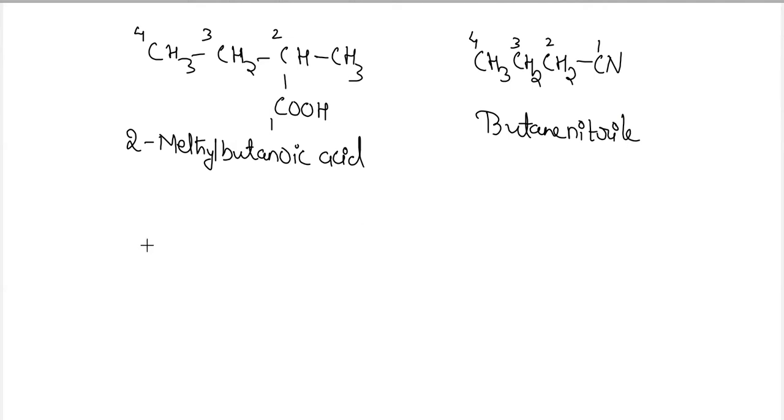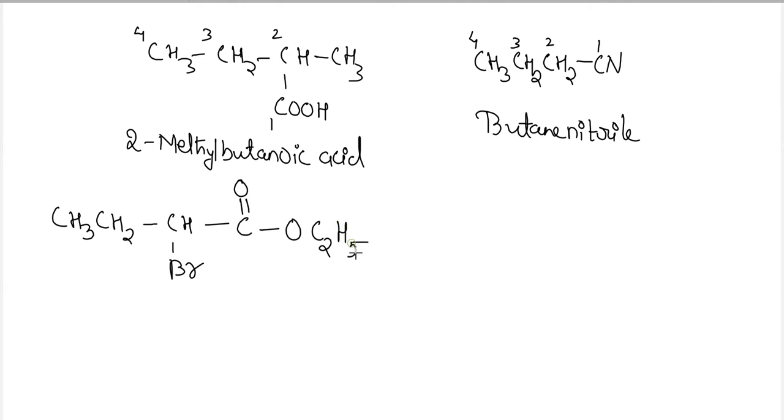Similarly, if more than two functional groups are there, we are now taking examples of organic compounds which contain more than two functional groups. Then how to name them? Okay, how to name them? So here we are taking an example with the functional group of ester and that of the halo one.